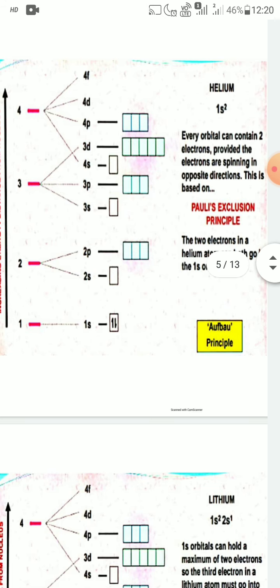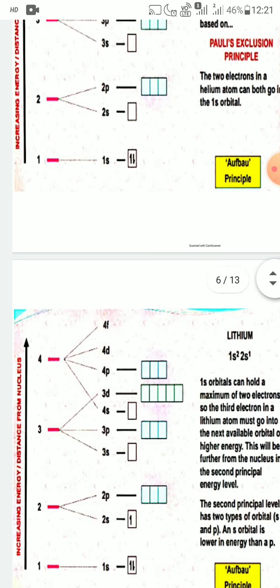Because every orbital can contain 2 electrons, and the 2 electrons are spinning in opposite direction. This is based on Pauli exclusion principle. And these 2 electrons of helium are present in 1s orbital. Okay, according to above principle.